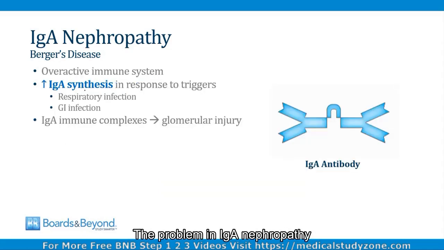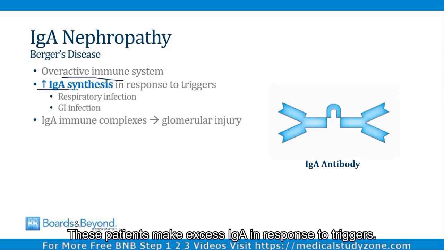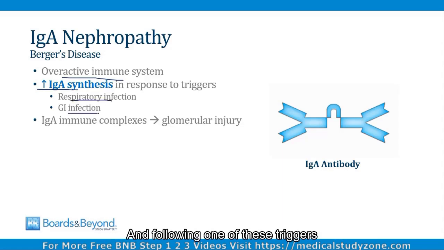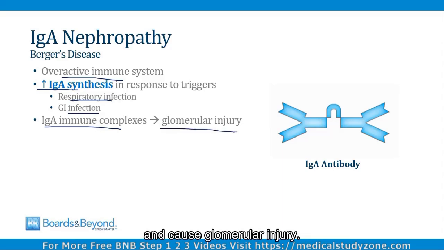The problem in IgA nephropathy is an overactive immune system. These patients make excess IgA in response to triggers. Classic triggers are respiratory infection or GI infection, and following one of these triggers, there are IgA immune complexes which form, and they deposit in the glomerulus and cause glomerular injury.